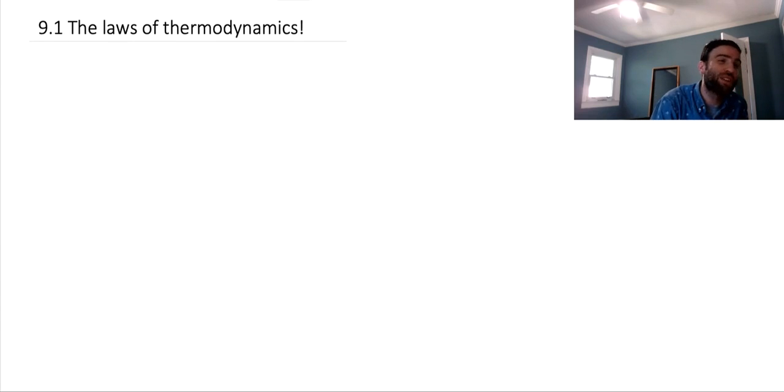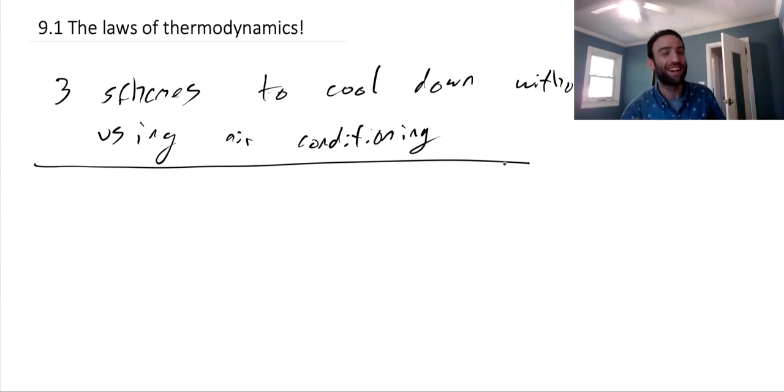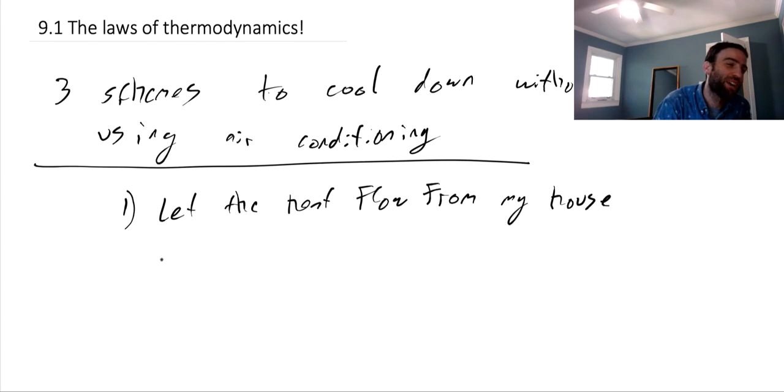So let me start out by writing three schemes to cool down without using air conditioning. And what I want to do is walk through each of these three ideas and then explain why they don't work in the context of the laws of thermodynamics, right? So scheme one would be, well, just let the heat flow from my house to my neighbor's house. Sorry, neighbor.